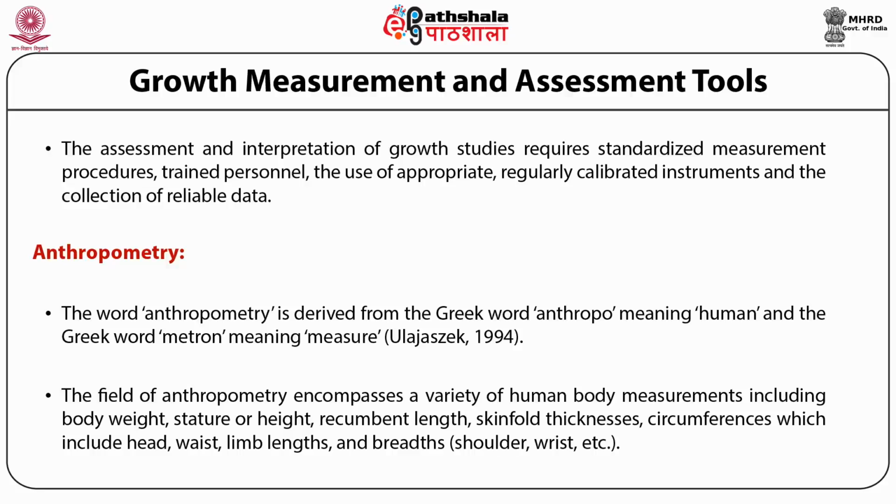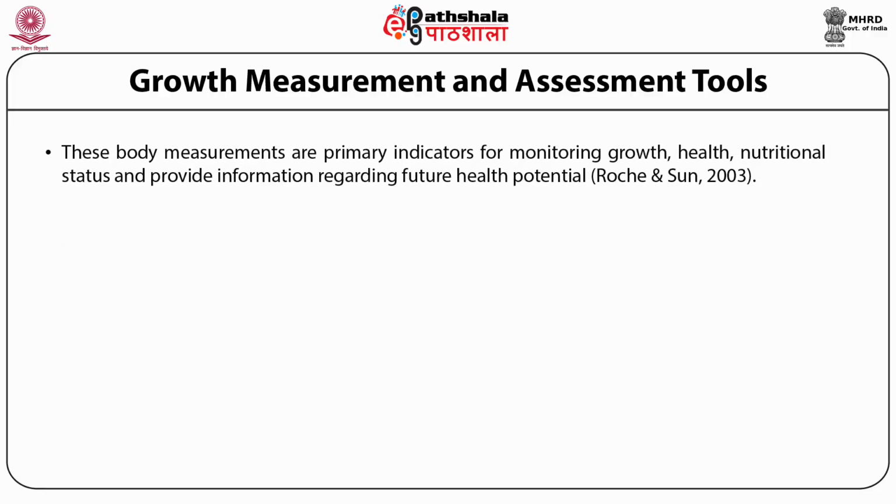There are also indices and ratios which can be derived from these anthropometric measurements, such as body mass index, waist hip ratio, waist height ratio, appendicular central ratio, grand mean thickness, etc. These body measurements are primary indicators for monitoring growth, health, nutritional status, and provide information regarding future health potential. Understanding the body size is important at all stages and particularly at birth because of its association to morbidity and mortality in early infancy and its possible relationships to some diseases in adulthood.